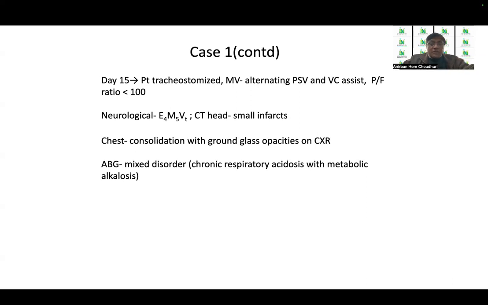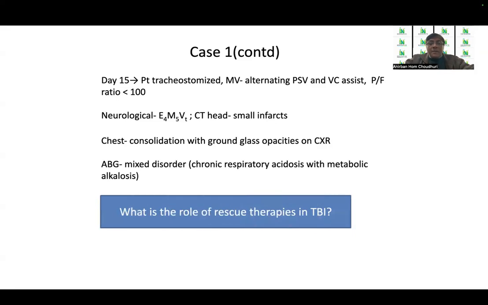acidosis and metabolic alkalosis. Now, this situation is very common because after a certain time, whatever lung injury has occurred as a result of the second hit also shows signs of resolution. The first hit has already resolved significantly, but the lung, after resolving, doesn't tend to heal adequately to enable weaning from the mechanical ventilation even after tracheostomy. So in those patients, what is the role of rescue therapies?